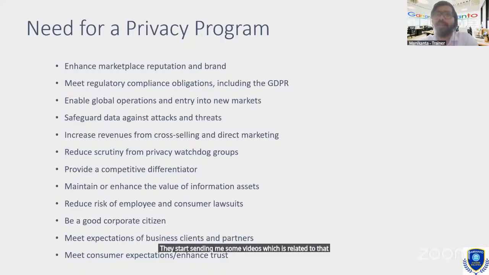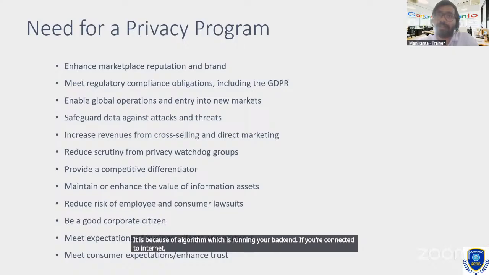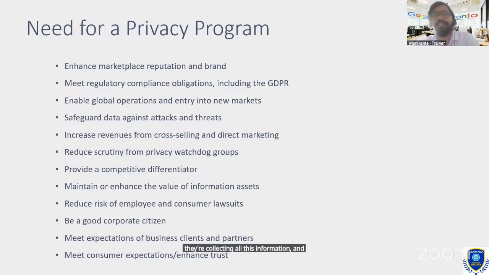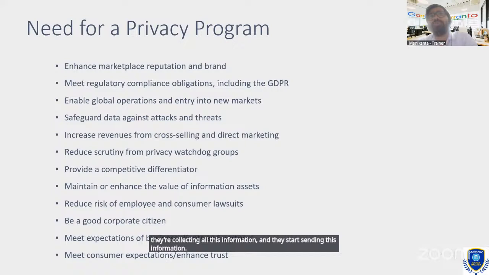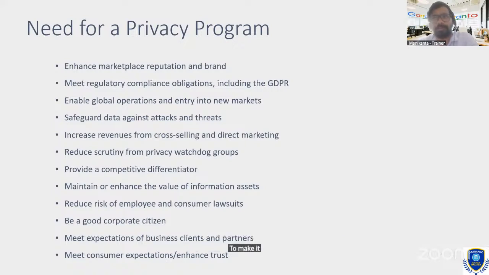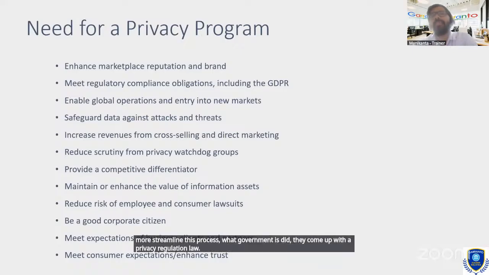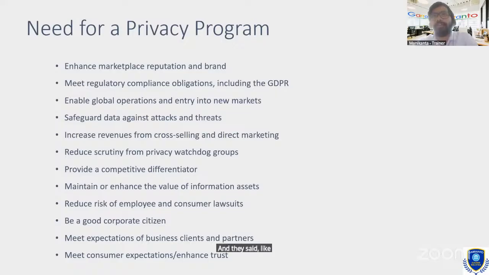How are they doing it? It is because of an algorithm which is running in your backend. If you are connected to the internet, they're collecting all this information and they start sending this information. To make this process more streamlined, what the government did is come up with a privacy regulation law, and they said that if it gets collected, it has to be used in a certain way.